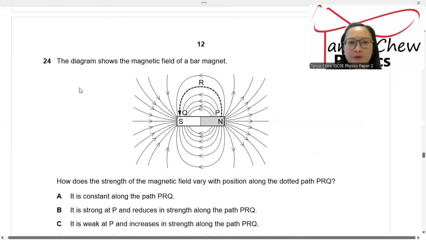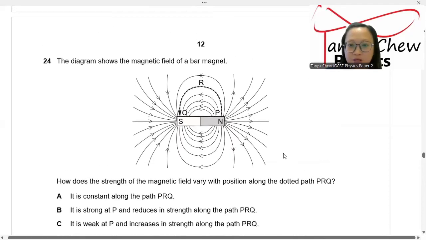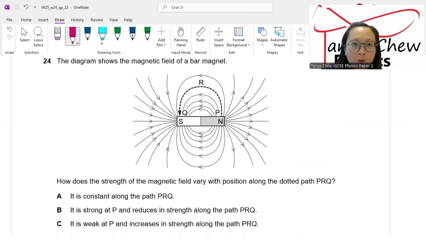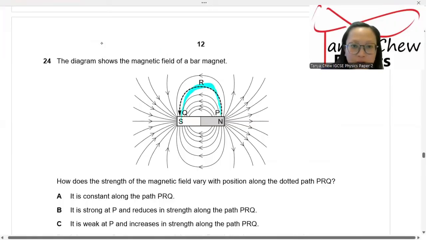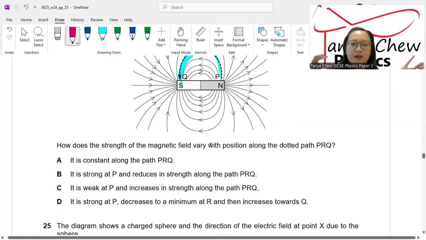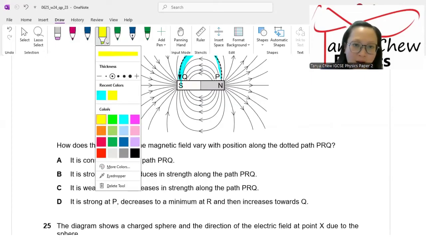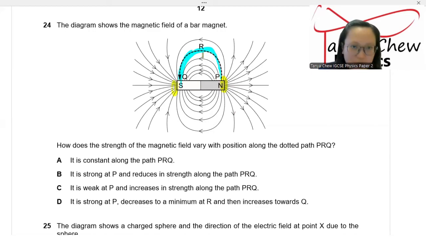Now, question 24, the diagram shows the magnetic field of a bar magnet. Wow, that's so nice. How does the strength of the magnetic field vary with position along the dotted path PRQ? Let me see, where is PRQ? Oh, this is P, this is R, and this is Q, okay? Just focus on the ones that are highlighted. So it is not constant because P and Q are at the magnetic poles. Magnetic poles have the strongest magnetic field or magnetic force. Why? Look at the field lines, they are close together. Whereas for R, the field lines are quite further distance from each other.